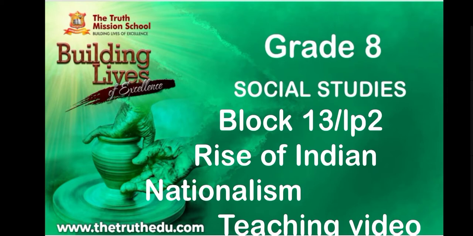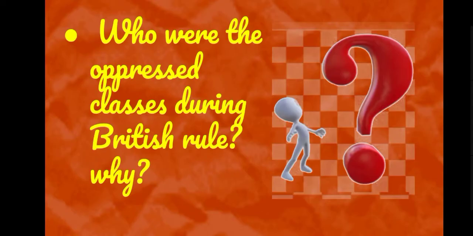As usual, I will start the lesson plan with a question. Now tell me, who were the oppressed classes during British rule? The Indian people in general, and peasants, farmers, and laborers, to be specific, were oppressed. The British came to India to exploit its resources and strengthen their own kingdom. So they drained the resources of India.